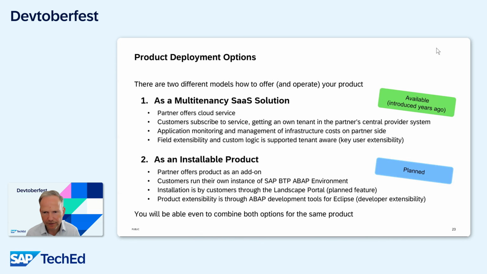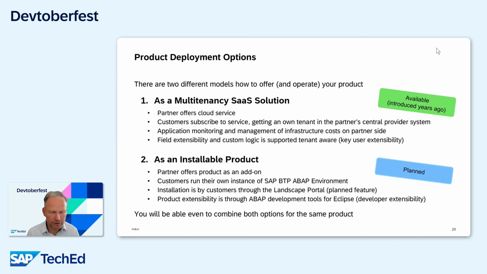In that case, it's nothing else than a cloud service. So the partner would offer a cloud service. The customer would subscribe to this service, and the subscription would lead to an own tenant within the partner's central provider system. And yeah, it would be based on a subscription. So the application monitoring and the management of the infrastructure cost is completely in the responsibility of the partner.